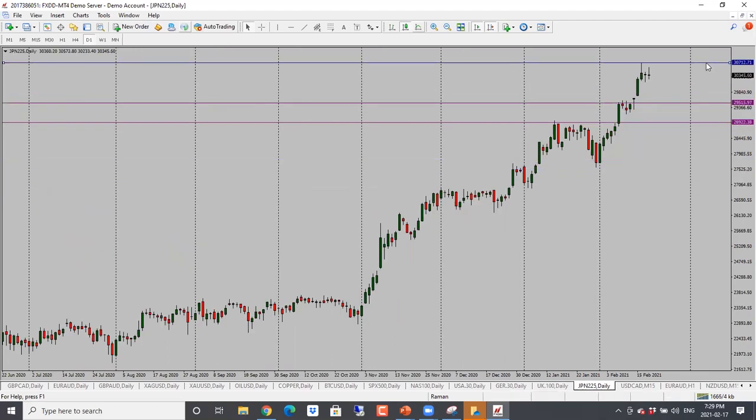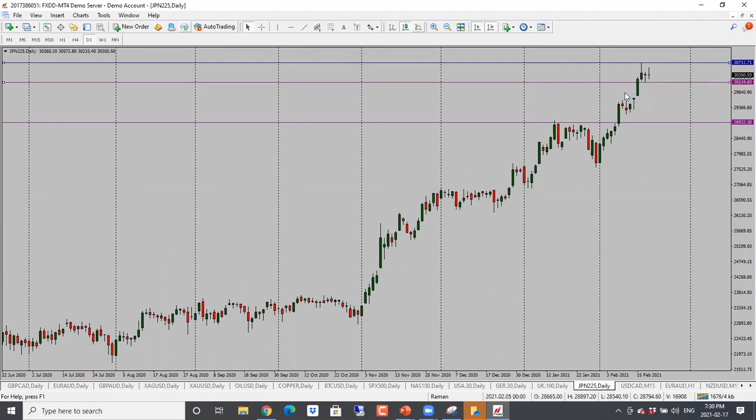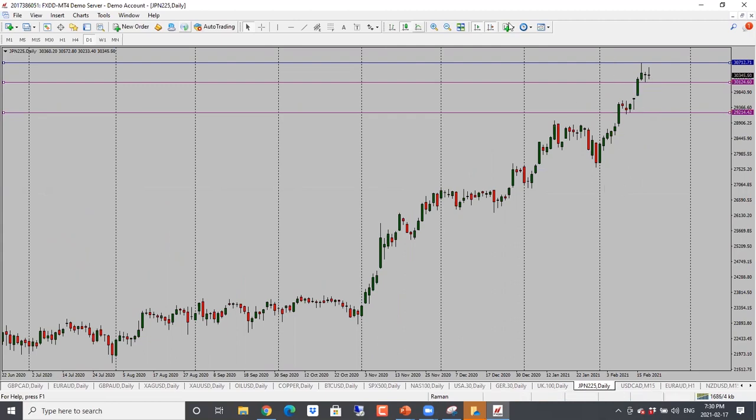Nikkei here. Nikkei hasn't really done a whole lot. Neutral here, neutral bias for the day. It's still holding up there, just like it held over here. And now if it continues to do that, we may get a sideways move for a few days before it makes another leg higher. So keep that in mind.